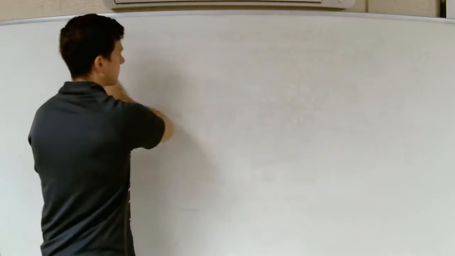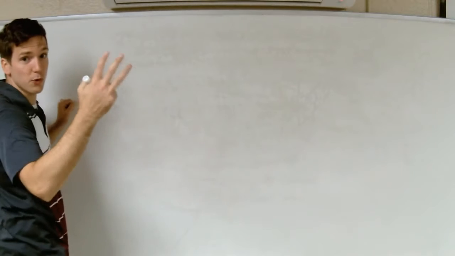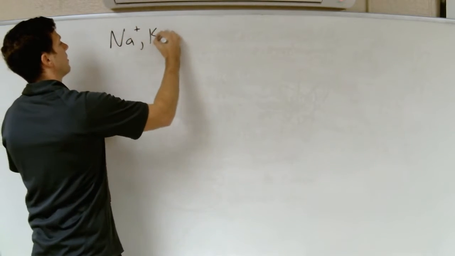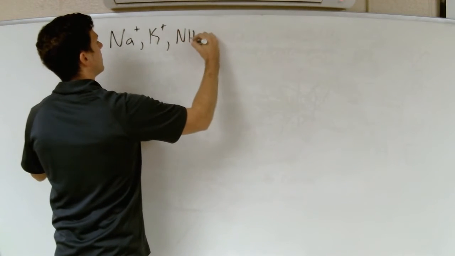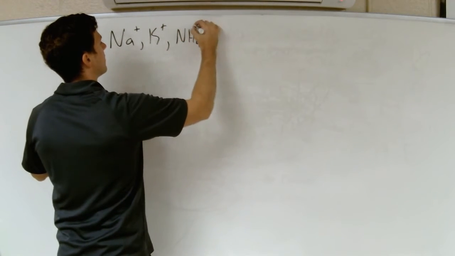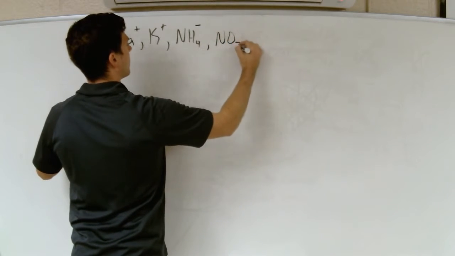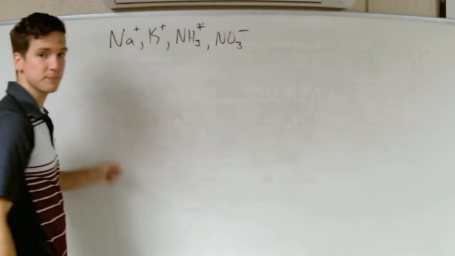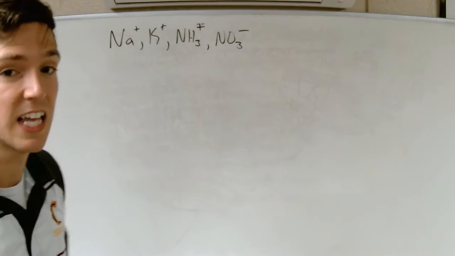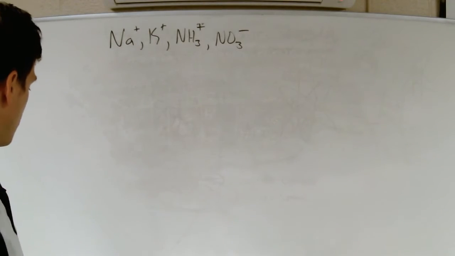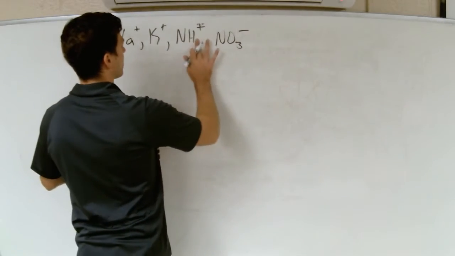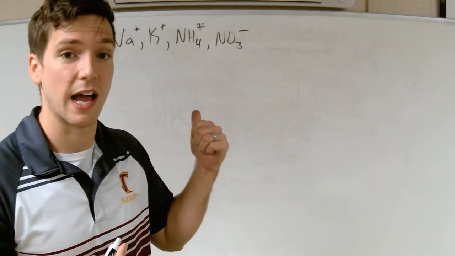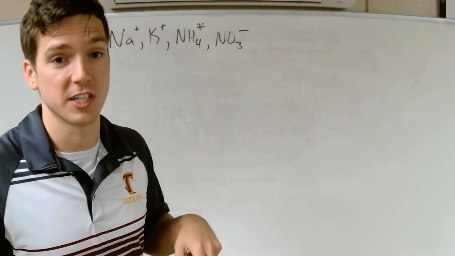So, you need to know those 4 solubility ions, Na, K, NH4, NO3, okay? Alright, so this is Na, K, NH4, NO3. Sorry, this was NH4, I was wrong. Anytime you see a compound with these ions, they're automatically going to dissolve.